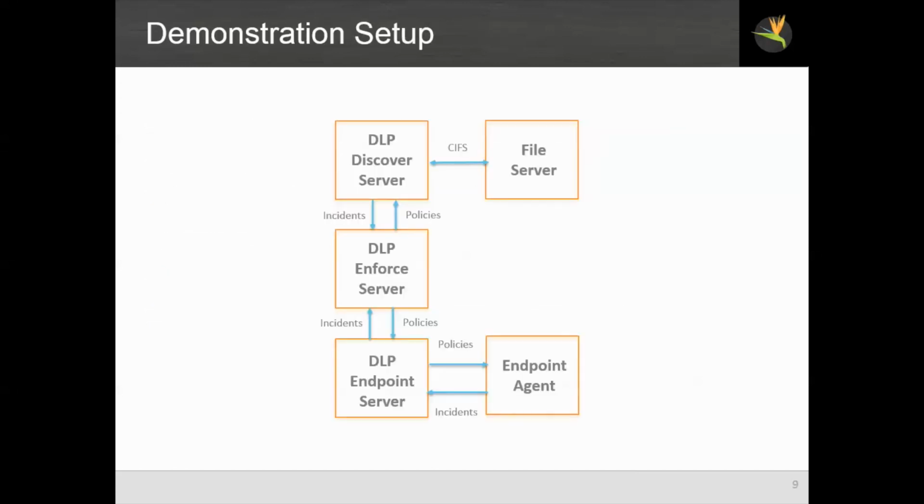Our demonstration setup involves a set of DLP servers on virtual machines. The DLP Enforce server manages policies and receives incidents from our two detection servers: the Discover server, which uses SIFs to walk the file system on file servers, and the DLP endpoint server, which manages scans by the endpoint agents. All of these receive their policies from the Enforce server and they send their incidents back there. The Enforce server provides a central console to allow us to manage policies and to do incident response.